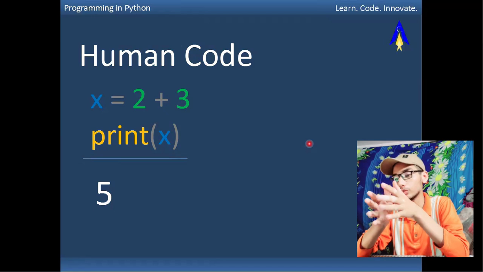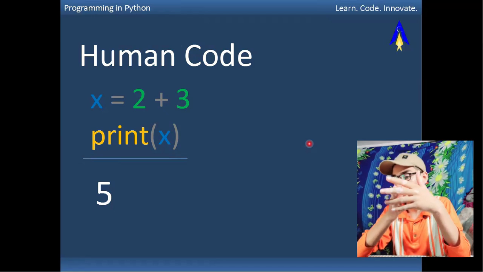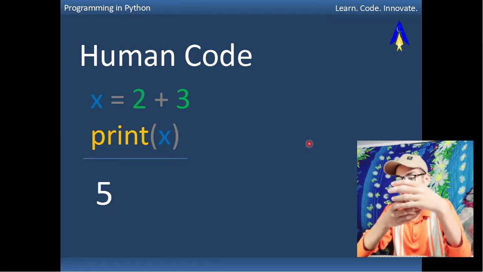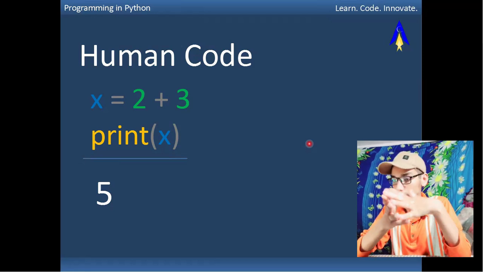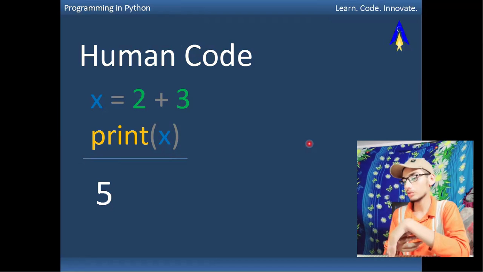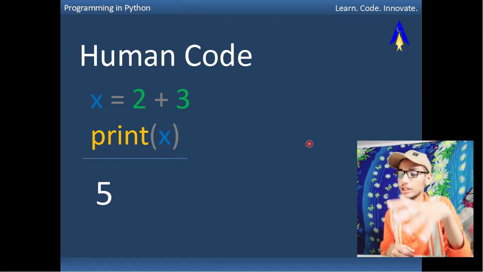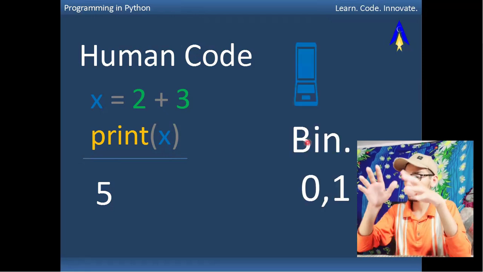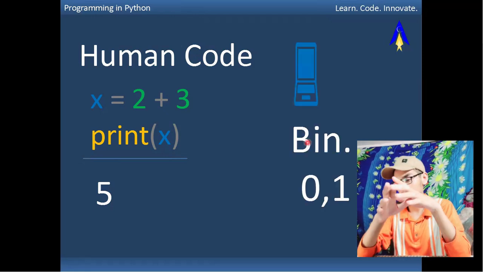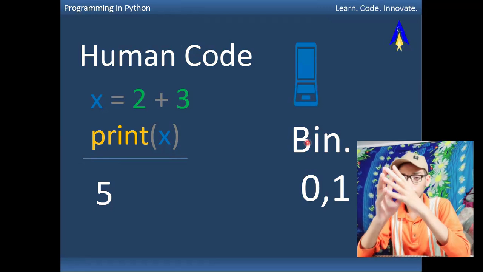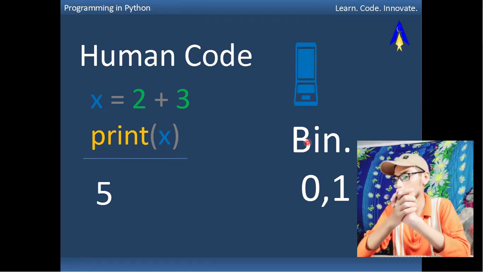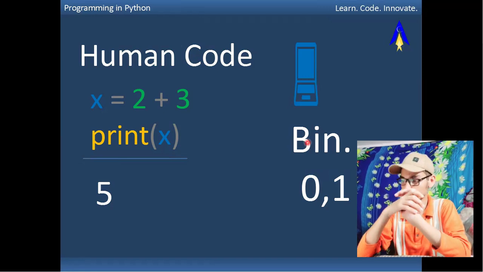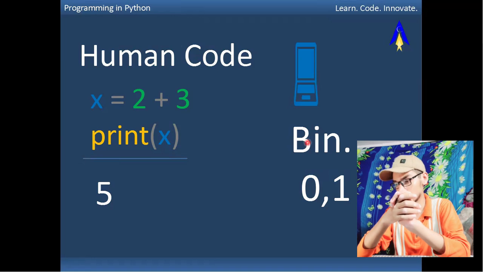So this is human code, which uses familiar symbols like plus and equals, parentheses, English words, letters, and numbers. So it is understandable for us, and we call it human code. But we all know that a computer uses binary language, in the form of zeros and ones. You have learned these things in school, so I don't have to explain. Computers use a binary number system, 0 and 1.